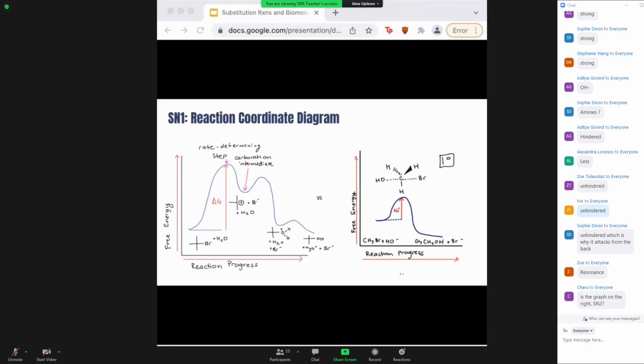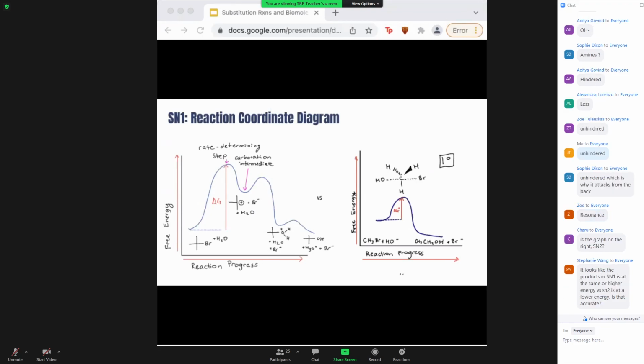Thank you for asking. So as you can see, there's a really big difference between the SN2 and SN1 reaction. The SN2 reaction occurs all in one step, whereas the SN1 reaction has two steps, the first being the formation of the carbocation intermediate.